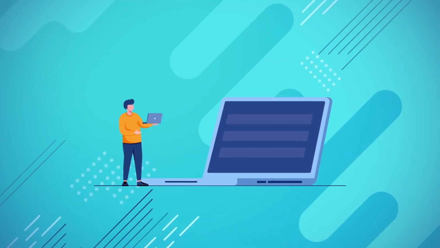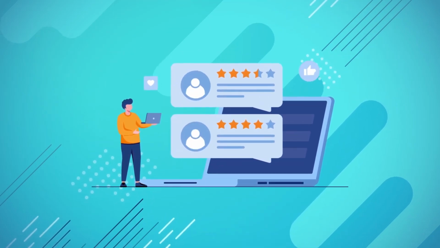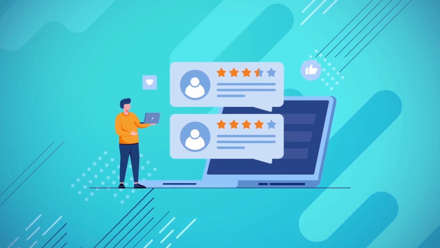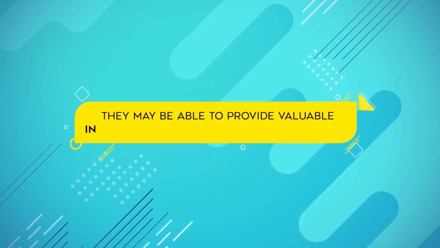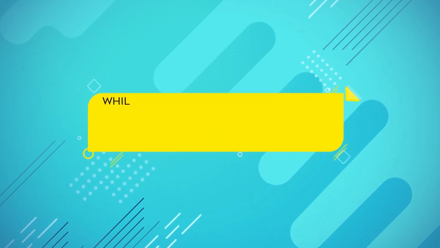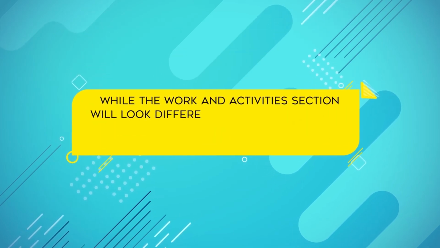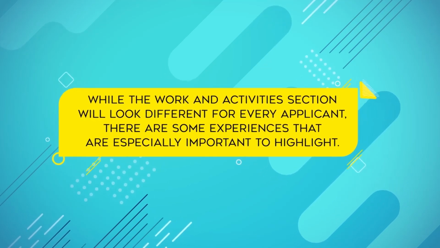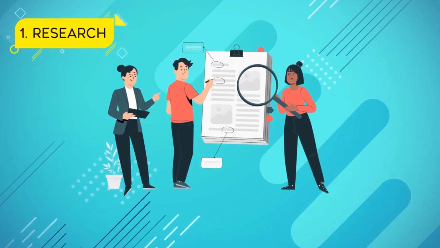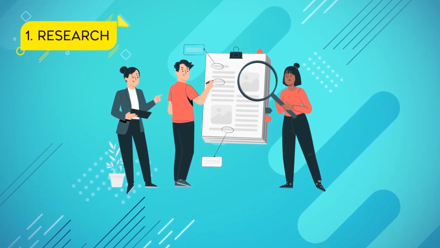And lastly, get feedback. Once you've completed the AMCAS work and activity section, get feedback from others such as advisors or mentors. They may be able to provide valuable insight and suggestions for improvement. While the work and activity section will look different for every applicant, there are some experiences that are especially important to highlight. First, research. If you have conducted meaningful research, be sure to include this experience.